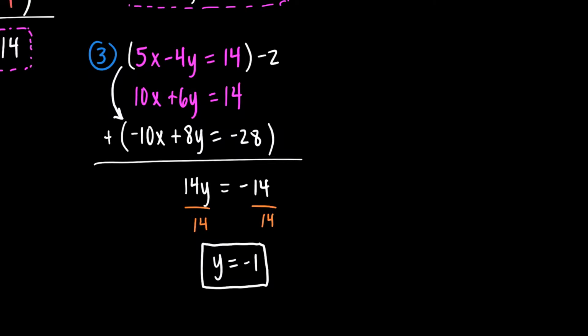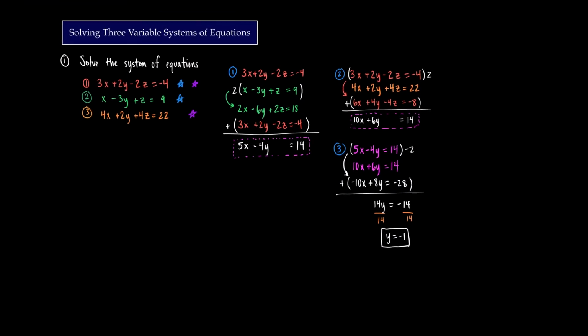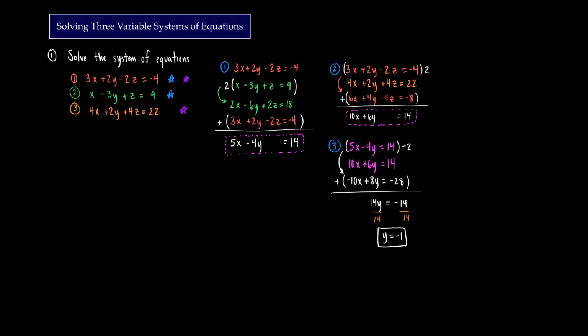Awesome. So we're a third of the way there. Just kidding. We're actually way more than a third of the way there. I'm just saying we're a third of the way there because we only have one variable so far. Okay, so now that we know that y is -1, we can go back to one of our original equations here and solve for x. It doesn't really matter which one, but let's just pick this first one here.